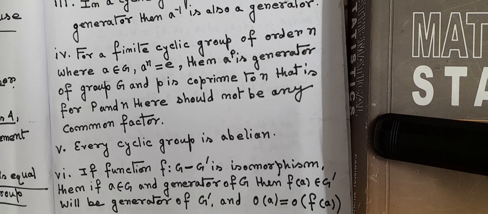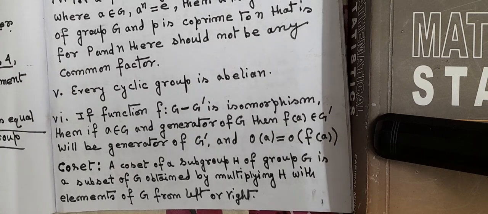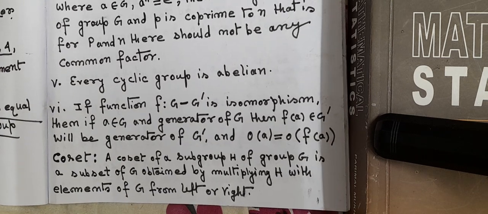Okay, so for now you just understand the property that every cyclic group is abelian. This proof often comes in university examinations: prove that every cyclic group is abelian.